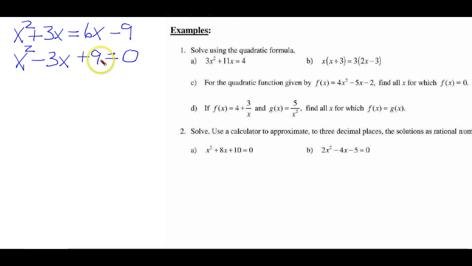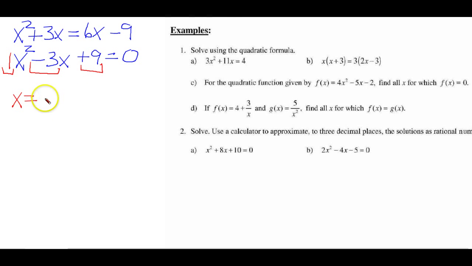Now here again we have to identify our a, b, and c. So let's do that by underlining them in red. There's a 1 out there, so our a is 1. Now notice our b now is a negative 3. And our c is a positive 9. So a, b, and c.